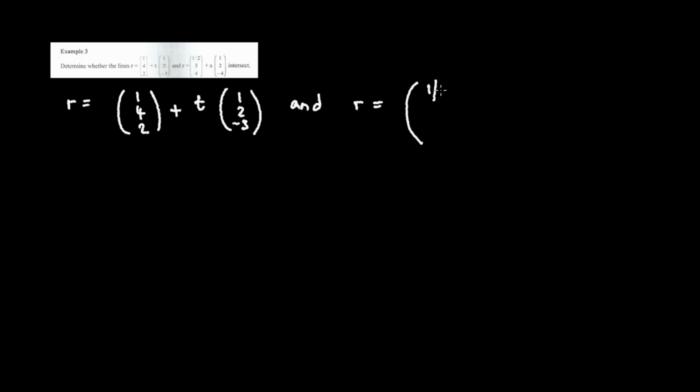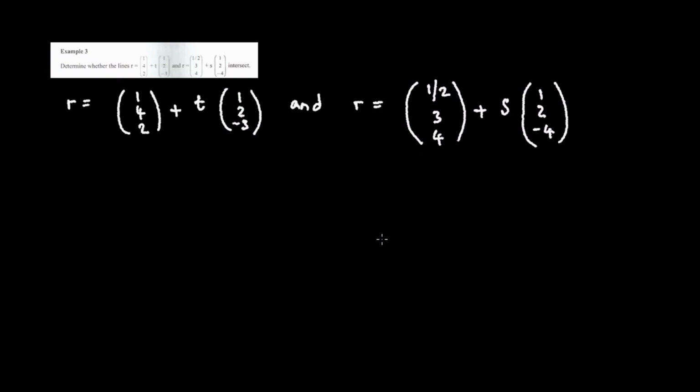Our example is to determine whether the lines r is equal to (1,4,2) plus t(1,2,minus 3) and r is equal to (half,3,4) plus s(1,2,minus 4) intersect. So we are given r is equal to (1,4,2) plus t(1,2,minus 3) and r is also equal to (half,3,4) plus s(1,2,minus 4).